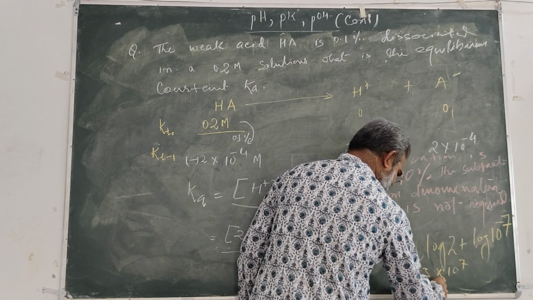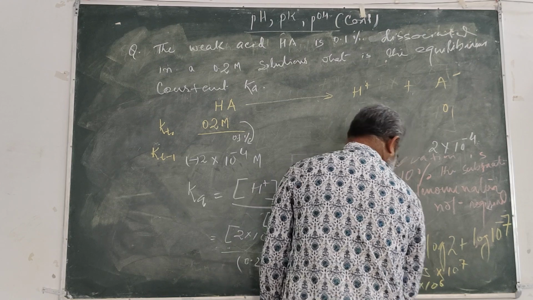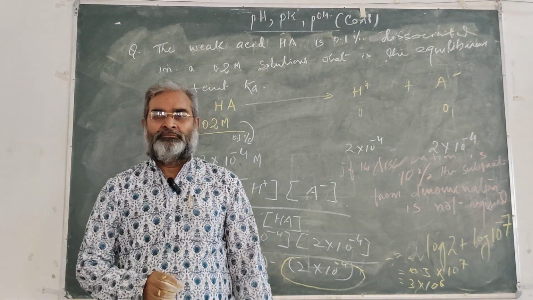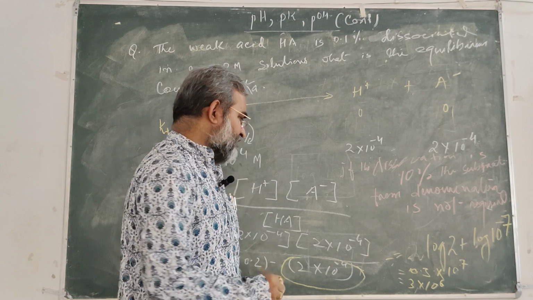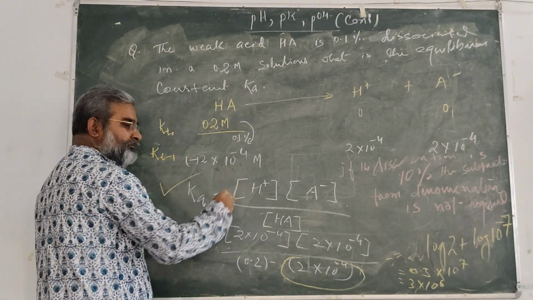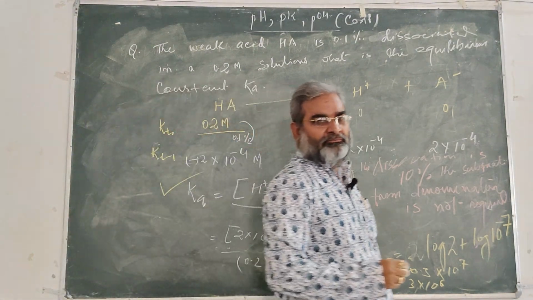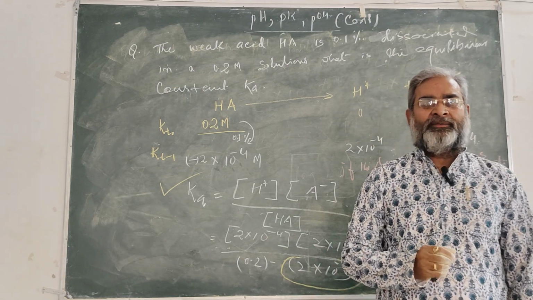3 into 10 power 6. 3 into 10 power 6. That is the value of Ka. Clear?